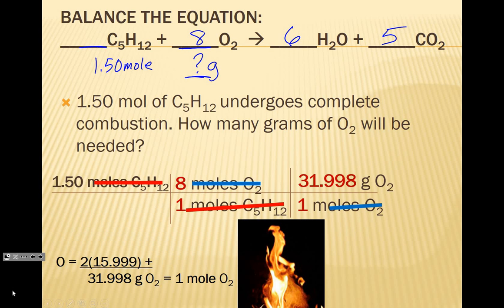By the way, if you didn't pick up a calculator, now would be a great time to do that because you're going to need it today. Or get one out. And you might want to get your periodic table out too because we're going to be adding up formula masses.